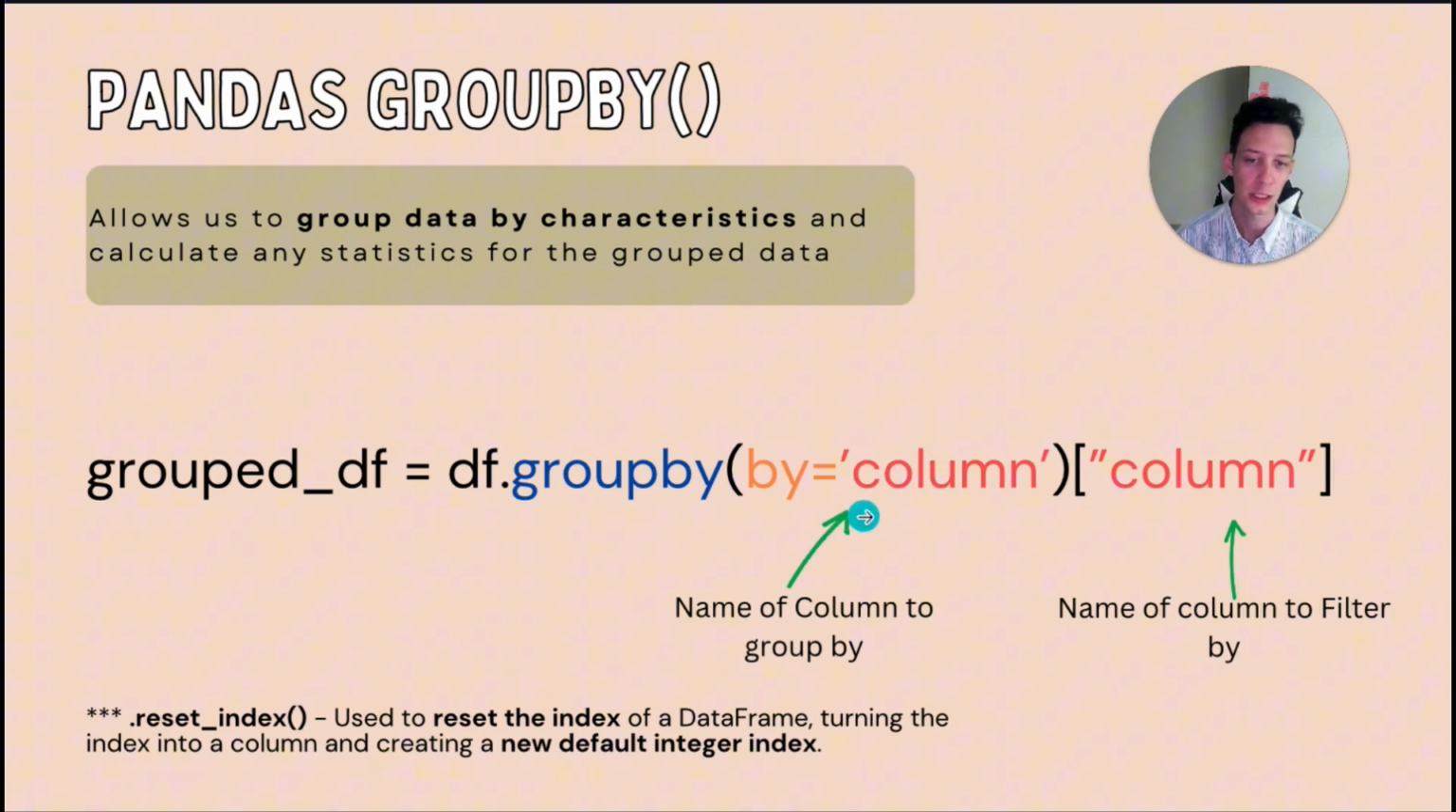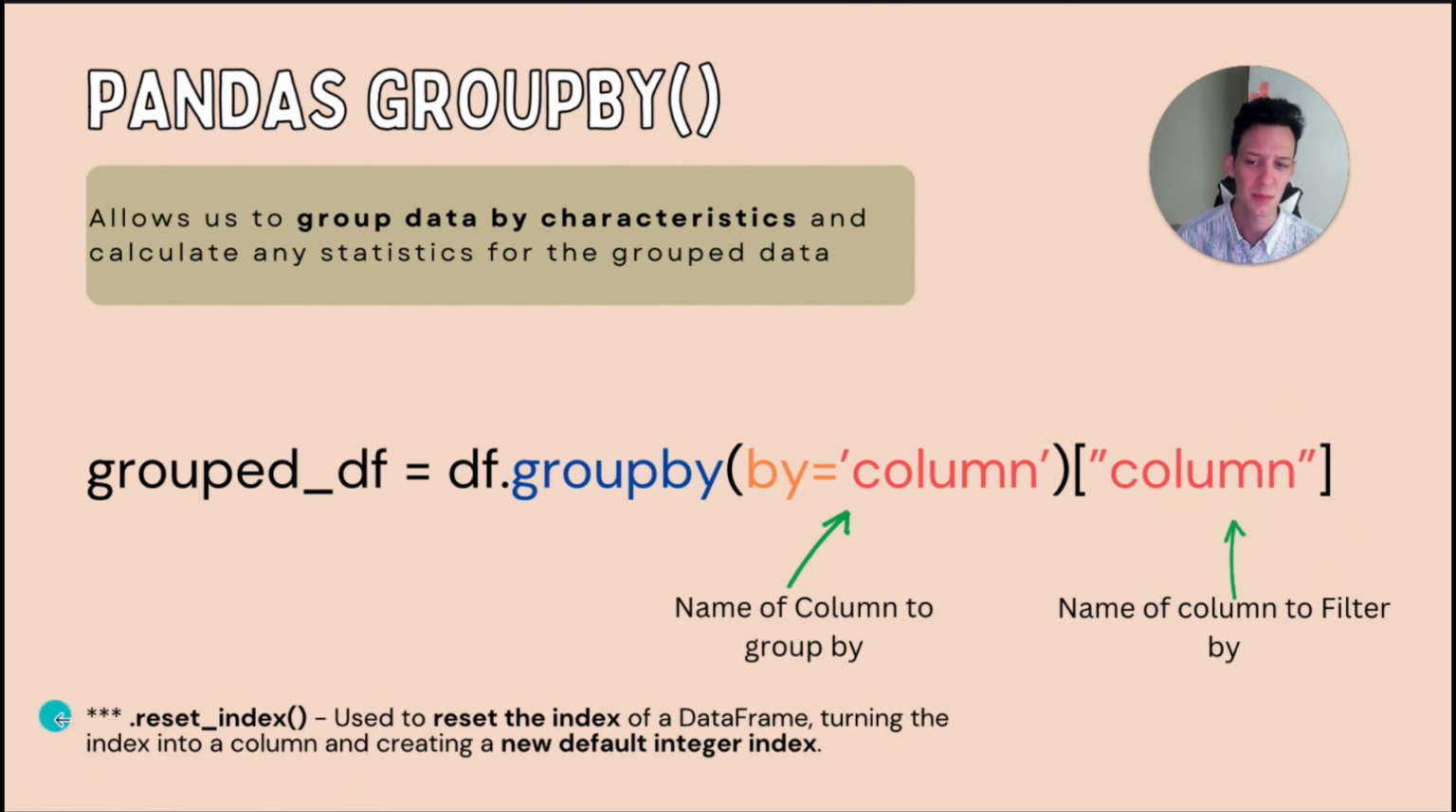Now, if we're only grouping by one thing, we do not need to say by equals, this keyword argument. But this will come into play when we are going to group by multiple characteristics. So we put the name of the column we want to group by, and then once we have this new group, for example, male and female, then I could apply a column that I want to filter by, or maybe a condition with that. Pause the video if you need to. This is the name of our column. This is the name of the column to filter by once we have the groups.